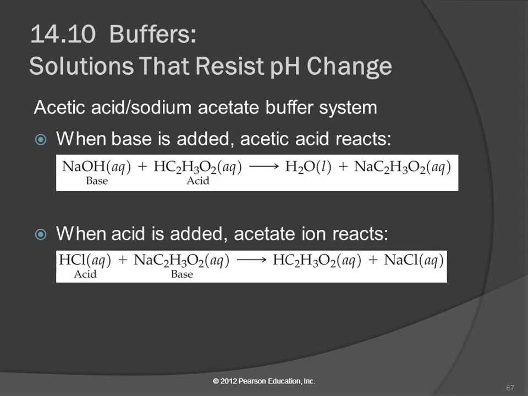So acetic acid, sodium acetate, is a buffer system. Acetic acid is the weak acid, and sodium acetate is the conjugate base. Acetate is what you have left after you take a proton off of acetic acid. So if we add sodium hydroxide to it, the acetic acid reacts and neutralizes it. If we add acid, the conjugate base reacts and neutralizes it. So whether we add acid or base, it can handle it and neutralize it.